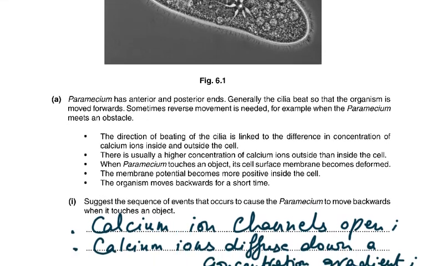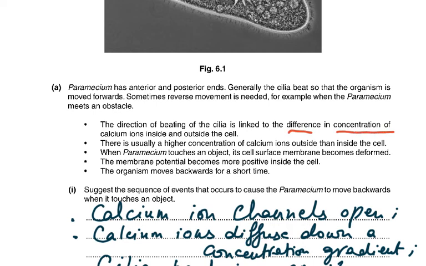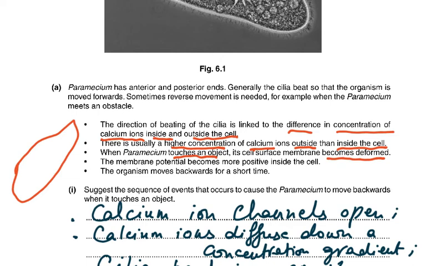The direction of beating of the cilia is linked to the difference in concentration of calcium ions inside and outside the cell. There is usually a higher concentration of calcium ions outside than inside the cell. When paramecium touches an object, its cell surface membrane becomes deformed. The membrane potential becomes more positive inside the cell. So we have the paramecium, and inside the cell it becomes more positive. The organism moves backwards for a short time.